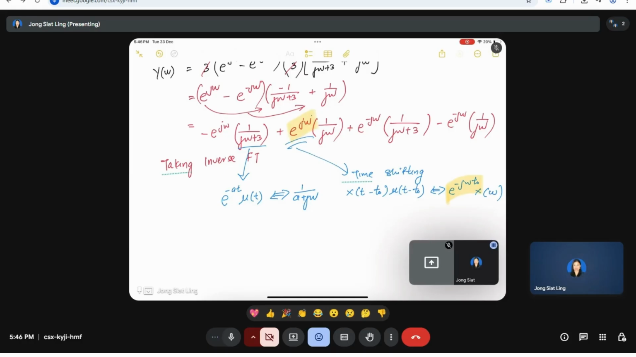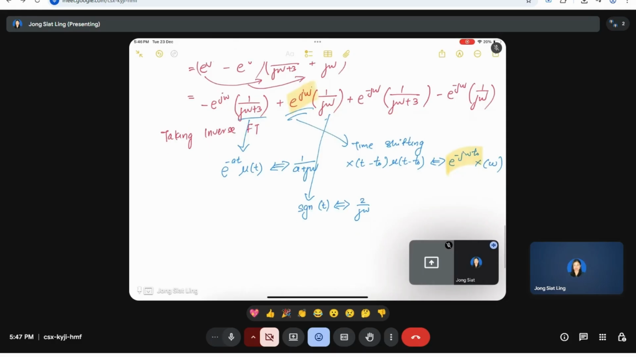Okay, what about this one? What about this one? For this part, you can have the sgn. Okay, from the Fourier transform pair table, sgn(t) of this one, you can get 2 over j omega. Okay, what else? Okay, almost done. All right, so we can rewrite it, after taking inverse Fourier transform.